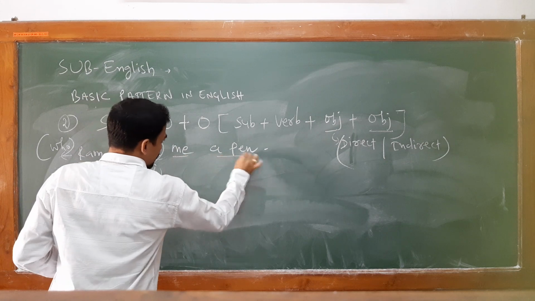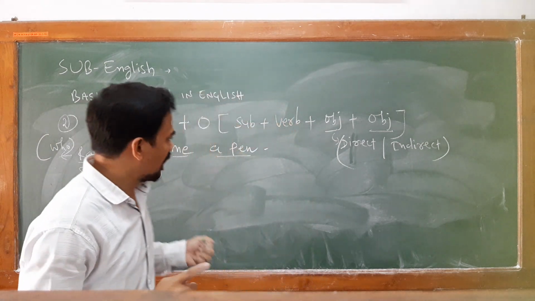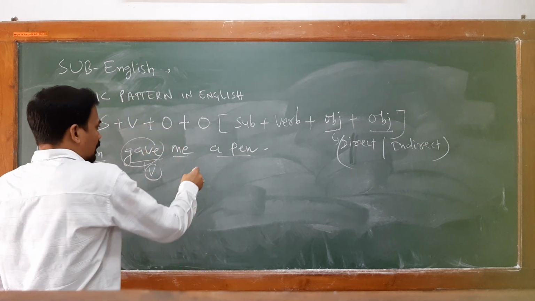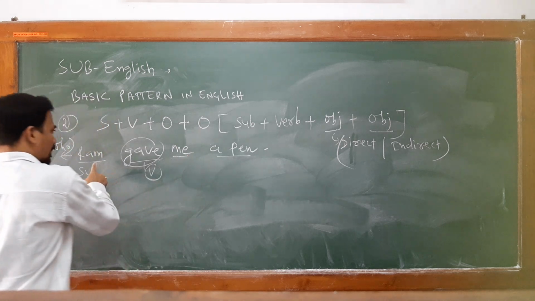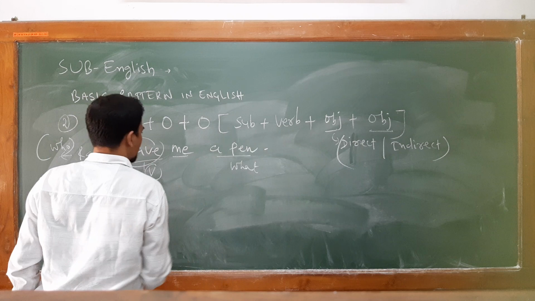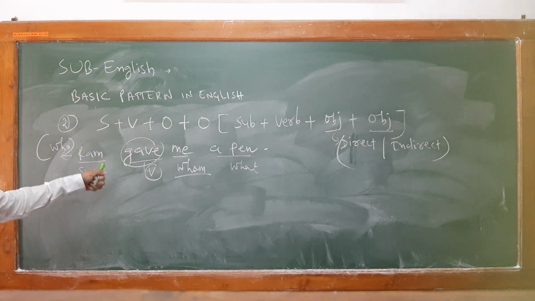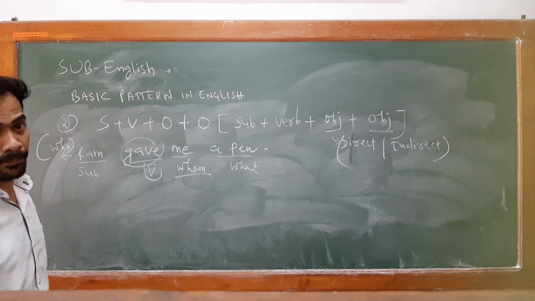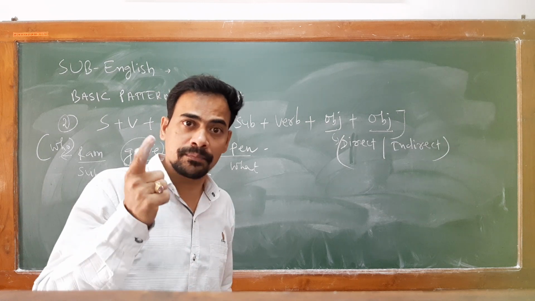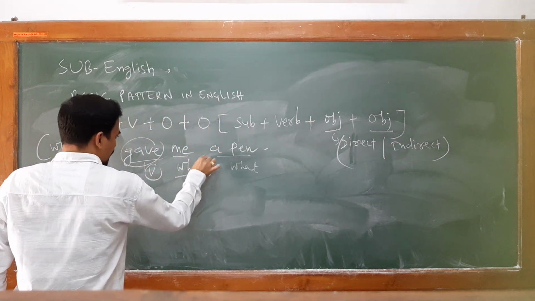Now, two objects are there. Previously I told you in the first basic pattern how to find out the object by using what or whom. Now, use what? What did Ram give me? A pen. By using what you are getting this. And by using whom you will get this object also. Whom did Ram give a pen? Me. What did Ram give me? A pen. Okay, so two objects we are having.